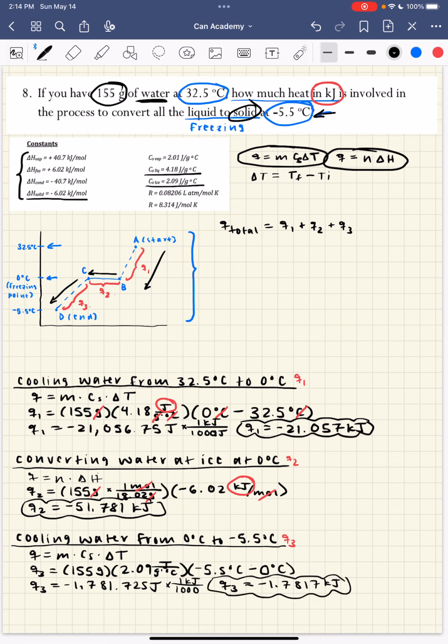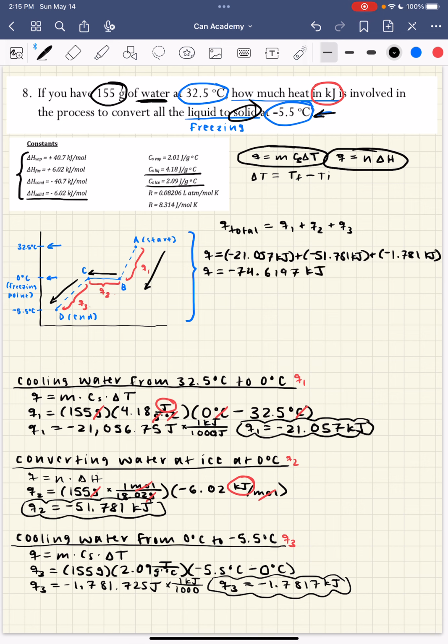So here's Q2, here's Q3 that we just found, and we have Q1 up there. So to find the Q total, again, we're going to add this all together. So we're going to say that Q is equal to Q1, negative 21.057 kilojoules, plus negative 51.781 kilojoules, plus negative 1.781 kilojoules. So then we add that all together, and we get the Q total is equal to negative 74.6197 kilojoules.